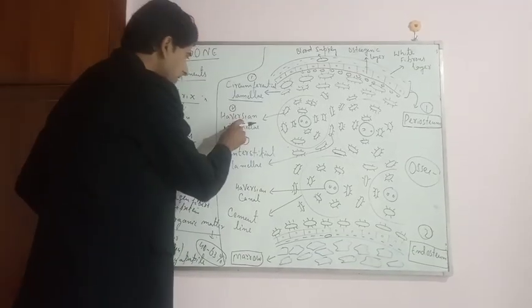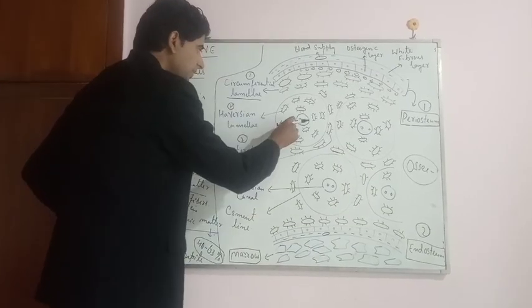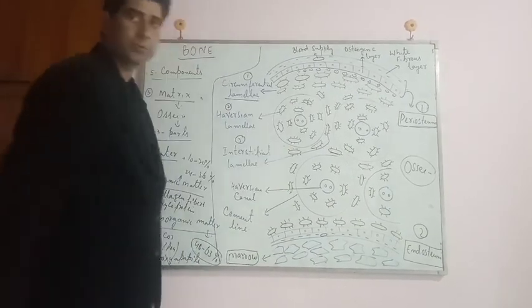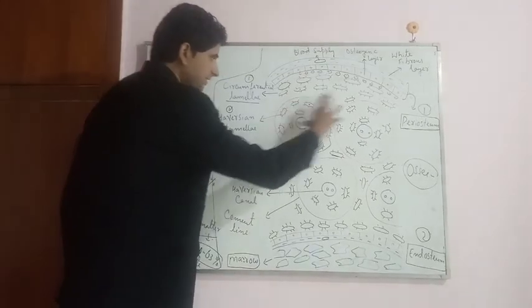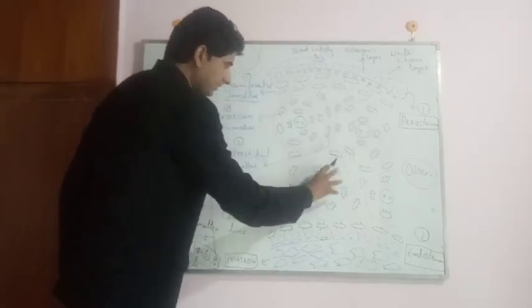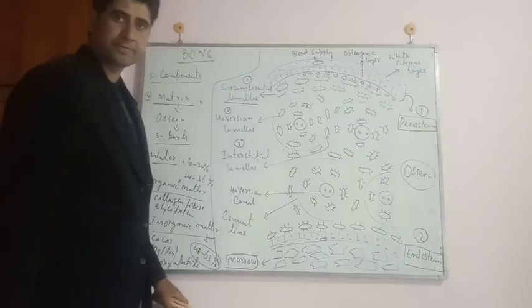And both the Haversian lamellae and the Haversian canal together constitute a system. That system we call the Haversian system. So this one is a Haversian system. This one is a Haversian system.